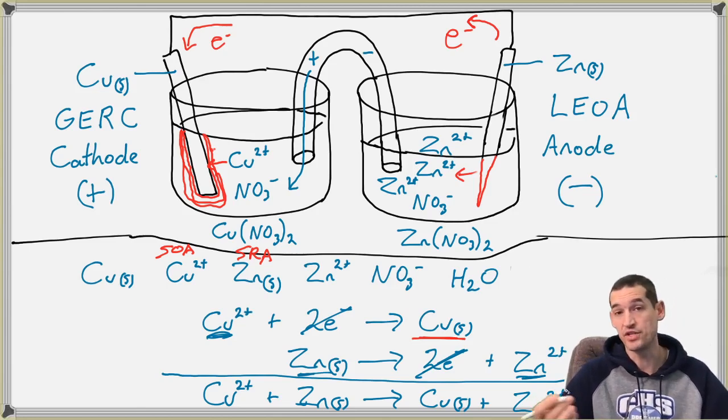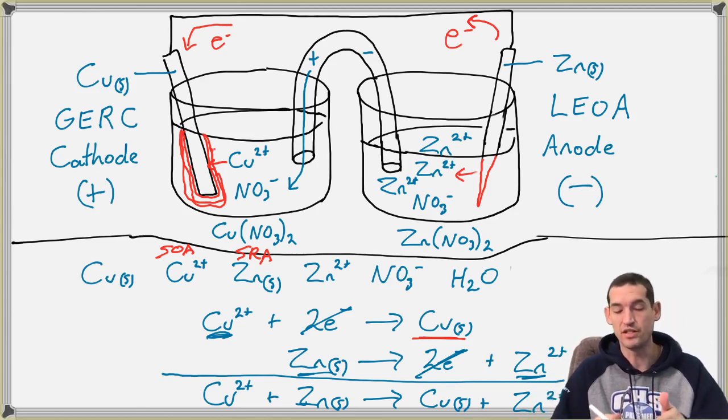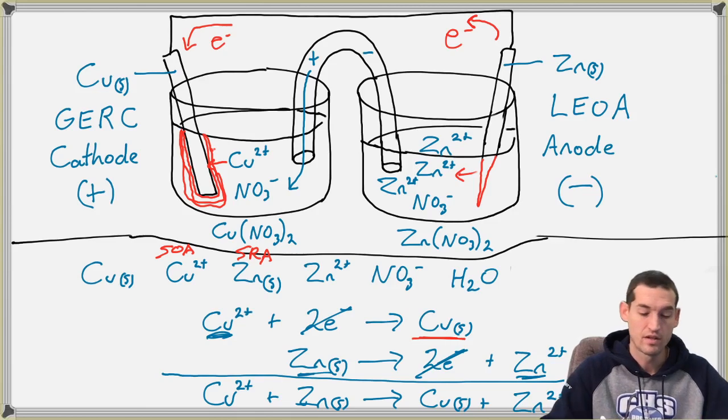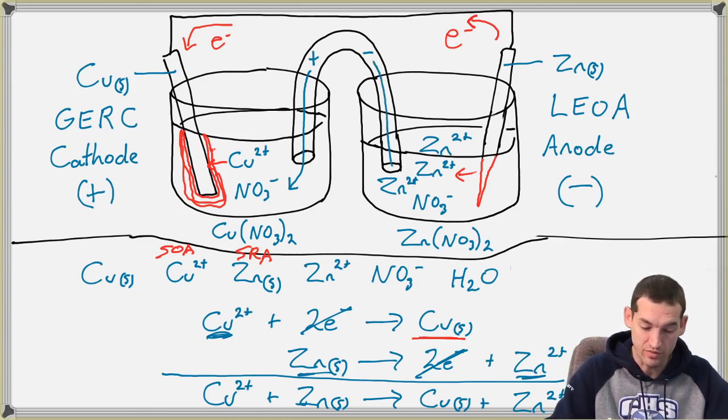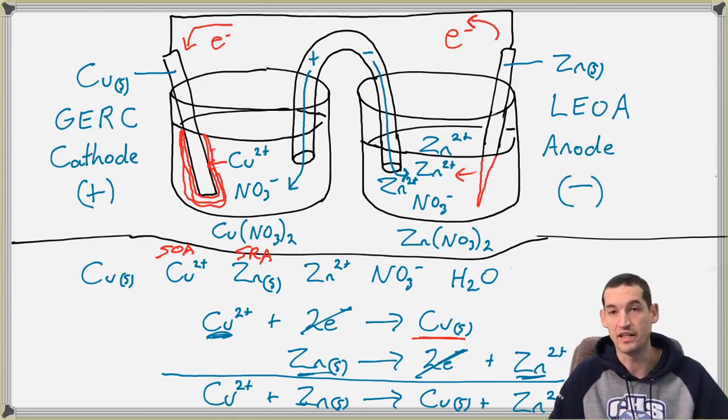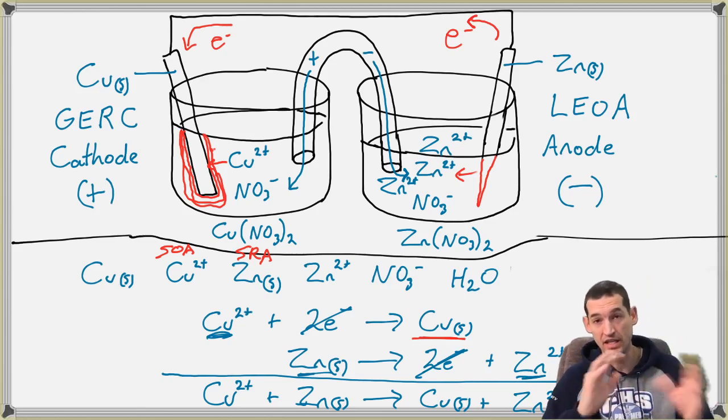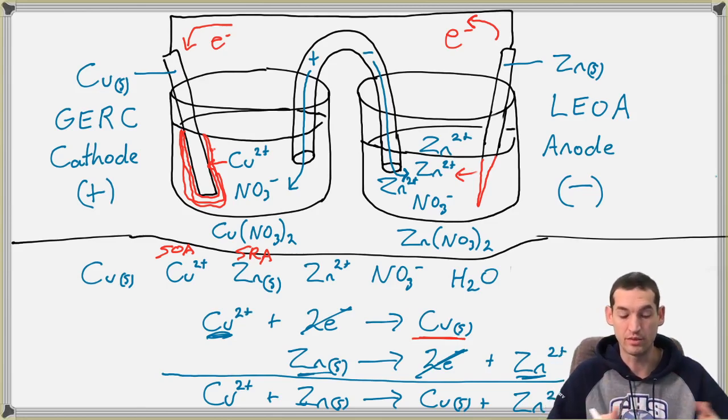On the other side, the opposite's going to happen. Zinc solid is becoming zinc 2 positive, so it's becoming more and more positive there. These negative ions would flow down here to this side to try to balance that out. And that's the purpose. If we didn't have that connection between the two, we wouldn't be able to balance the charge there. Eventually this battery would stop working long before our electrodes ever broke down.